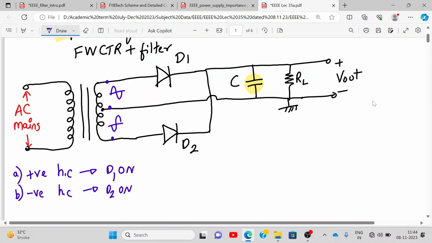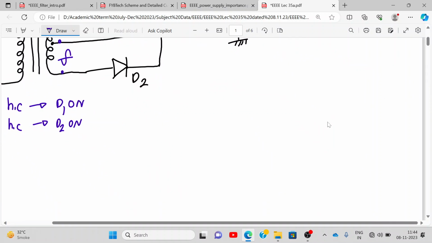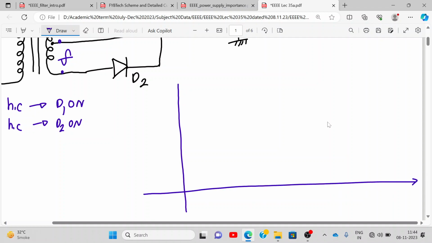So basically, if I draw the waveform over here, let me draw it. I am drawing it a little bigger. I'll tell you the reason why. Don't draw it right now. You will draw it later on because there will be a lot of changes. I'm drawing it a little big for a reason.